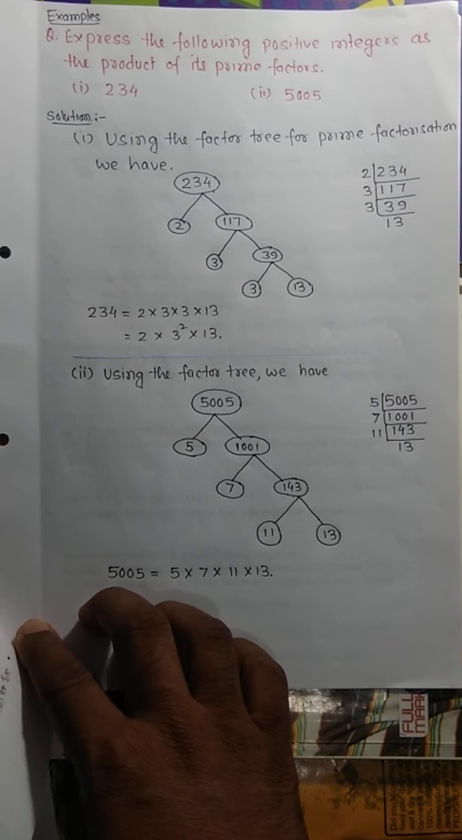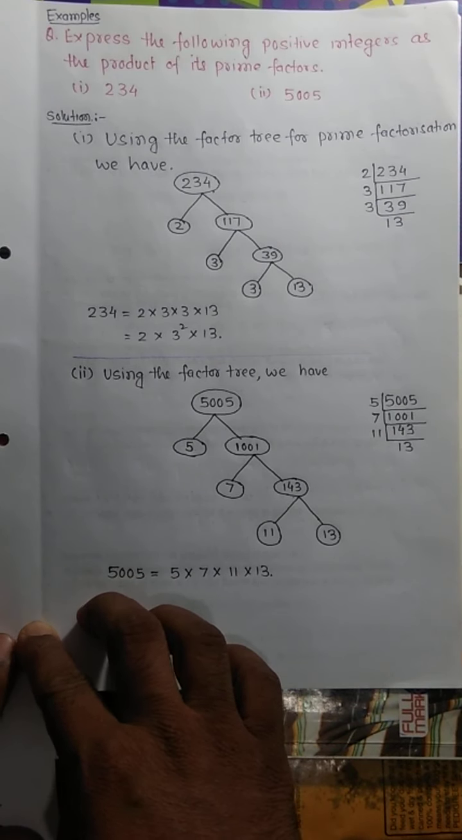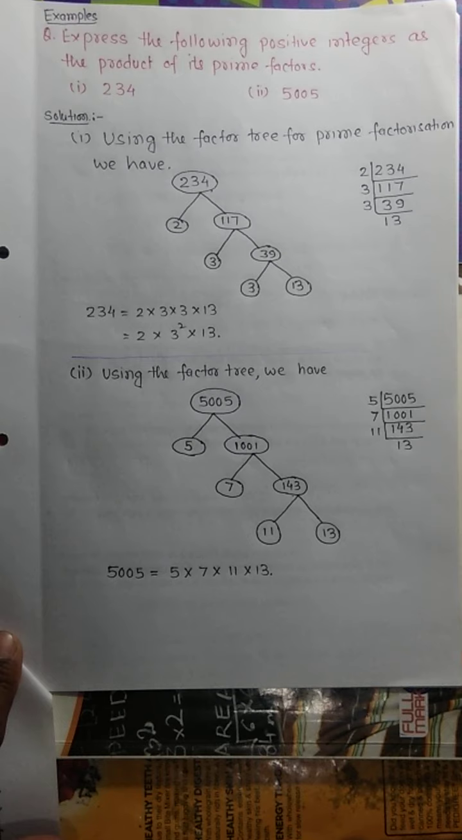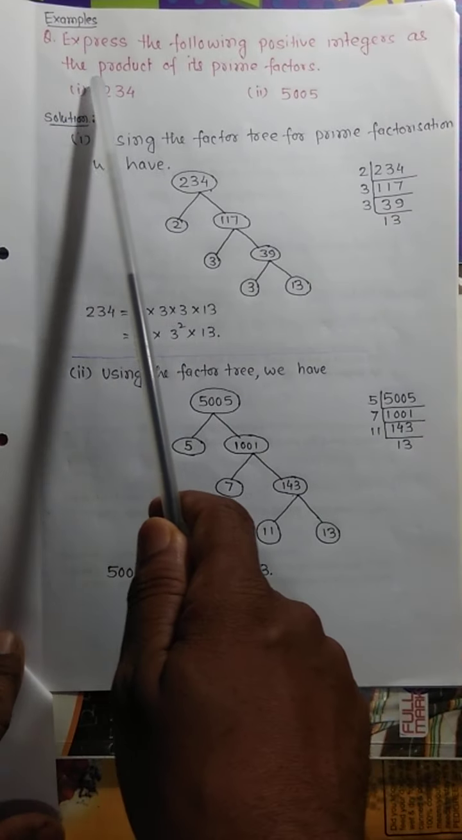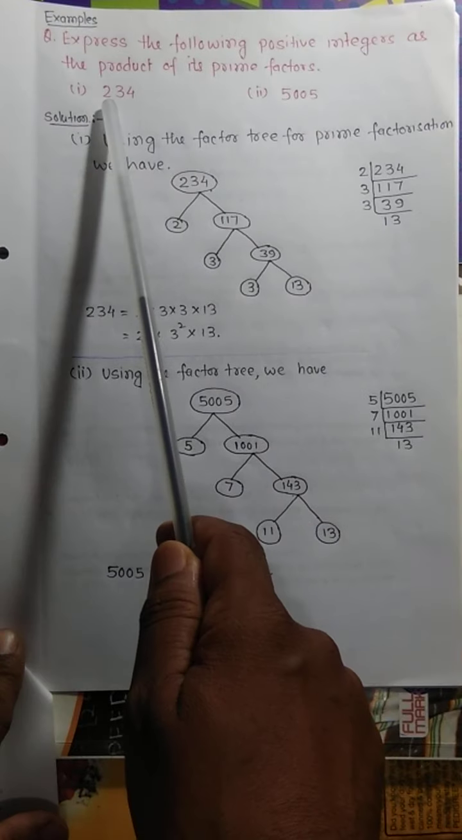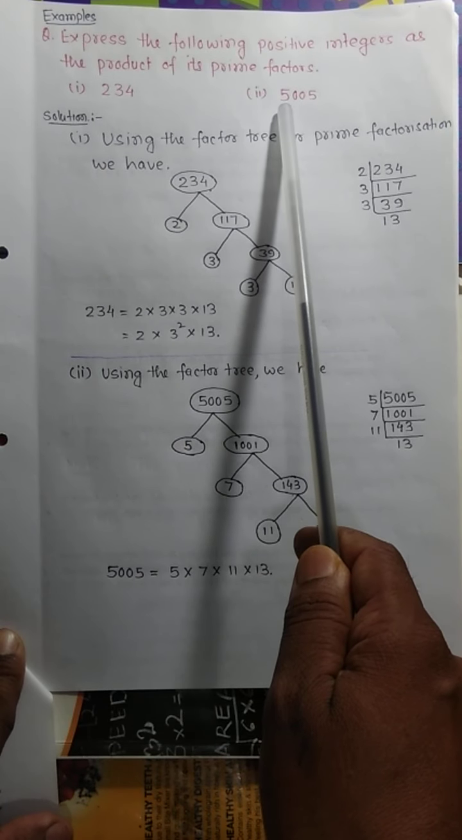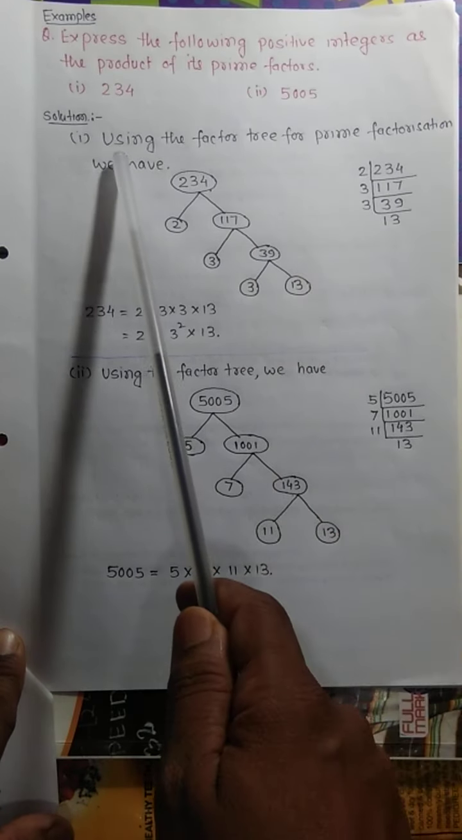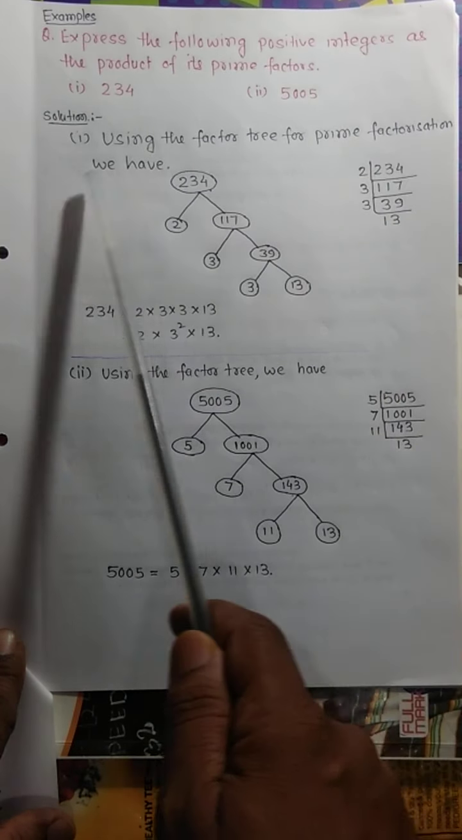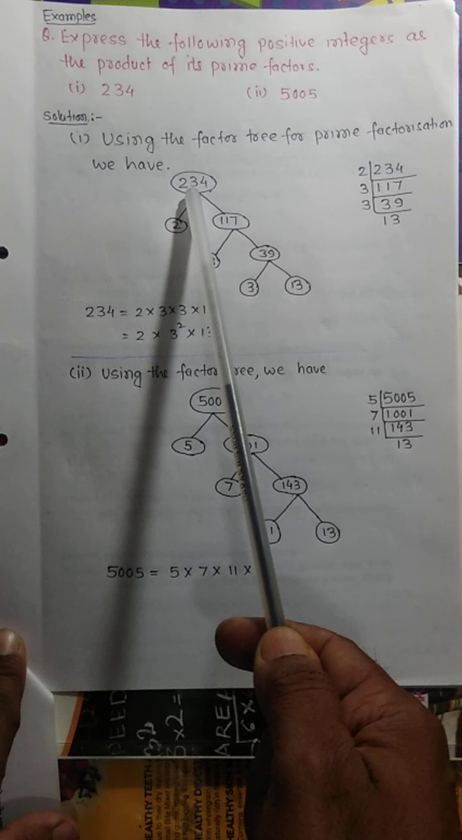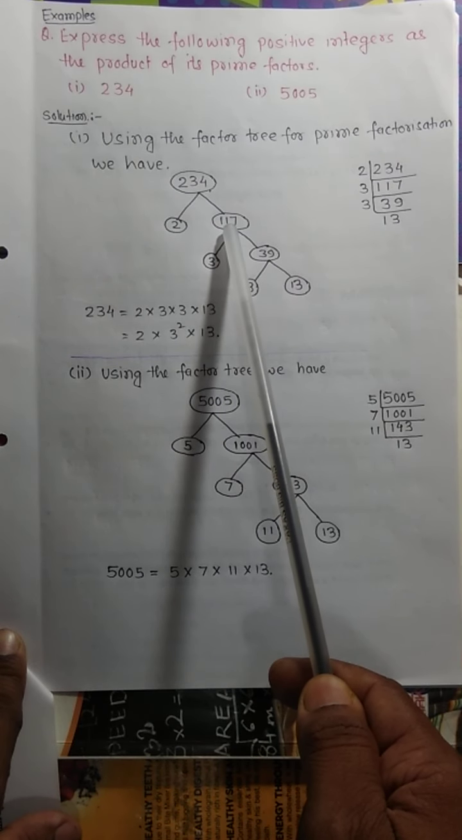Now let's have some examples. Let's have a look at some examples. Express the following positive integers as the product of their prime factors. First 234, second one 5005. Using the factor tree for prime factorization, we have 234 can be written as 2 multiply 117.